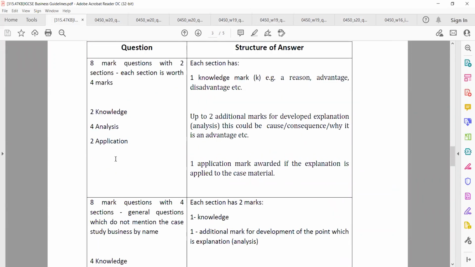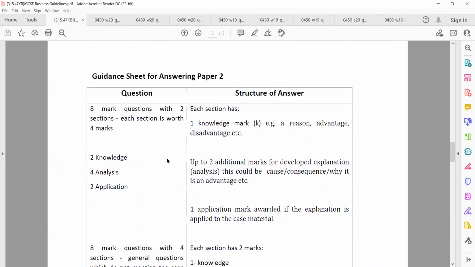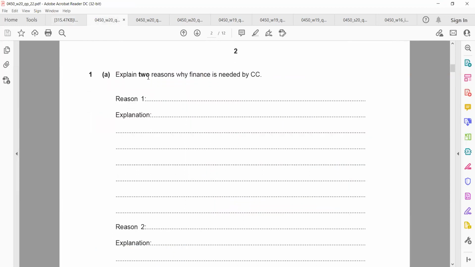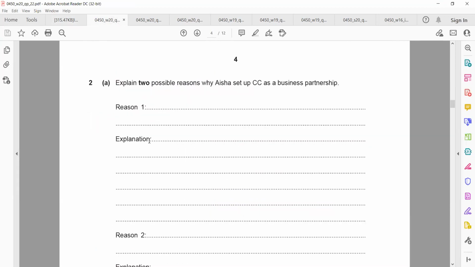However, the most common is the first type. Most of the questions asked in paper 2 will be related to the first type of structure. I'll show you and I'll prove it to you. This is following the first type.